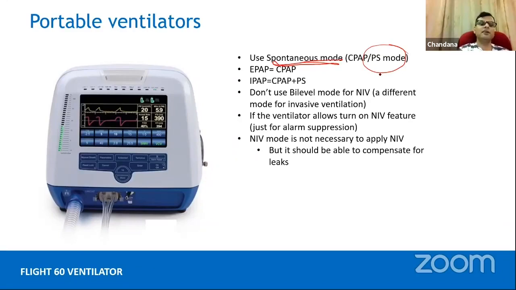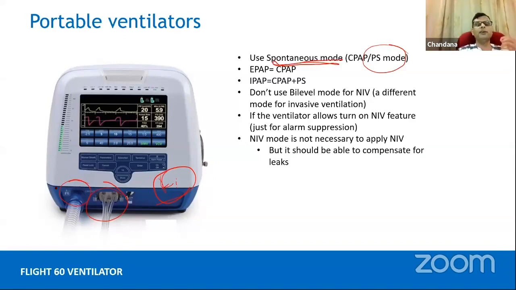Now, this device is a Flight 60 ventilator, a portable one, but it has a sensor at the patient's airway. You can see there are certain tubings going from this. It senses the breath at the patient's airway, so it is quite sensitive and quite comfortable. I have tried this one also. This is a quite comfortable ventilator to breathe on because it senses the patient's breath very easily compared to a ventilator where the sensor is inside the ventilator. But here the sensor is at the patient's face mask.